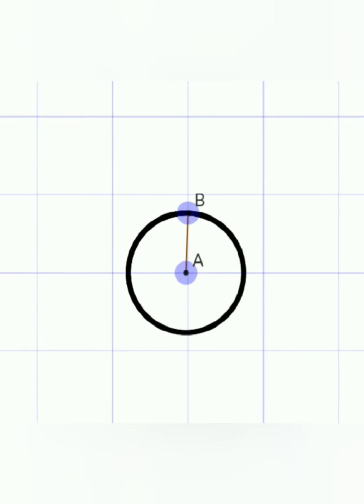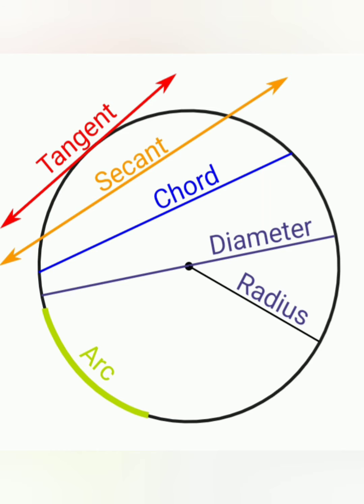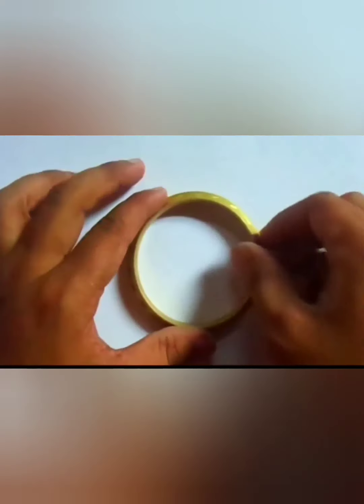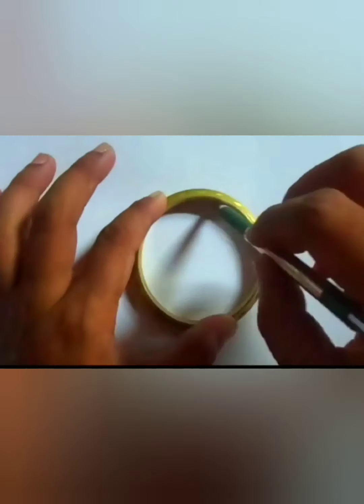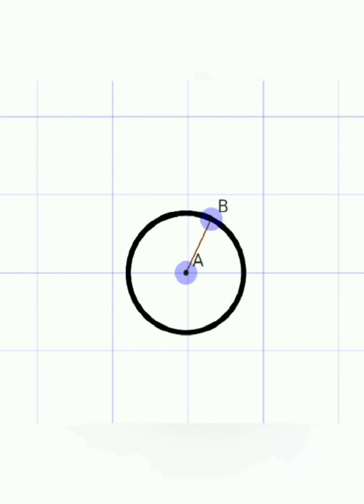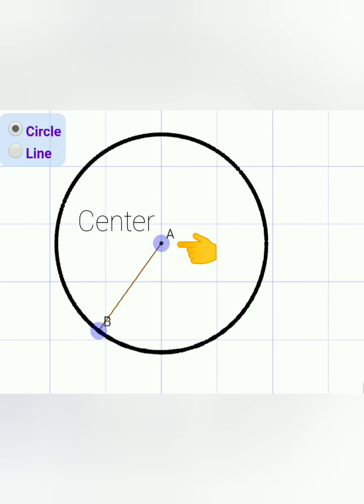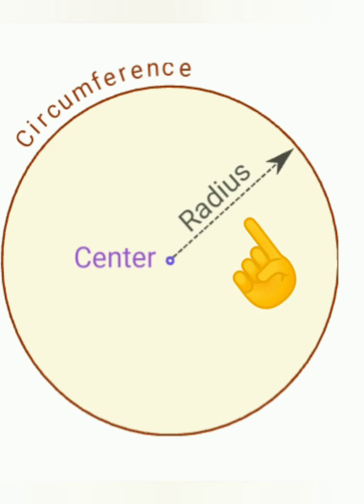It has some very special properties also. You can take a bangle or any round shape and trace around it to get a circular shape. Now you realize how to get a circular shape on the paper. Naturally, every point on the circle is at equal distance from the center. The fixed point in the middle is known as the center. The fixed distance is the radius of the circle.